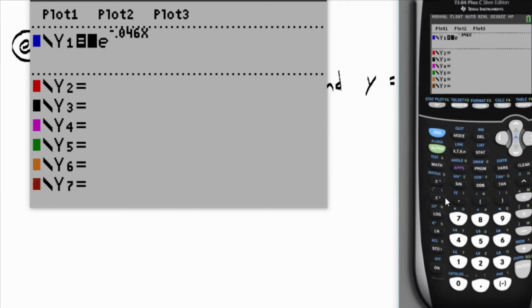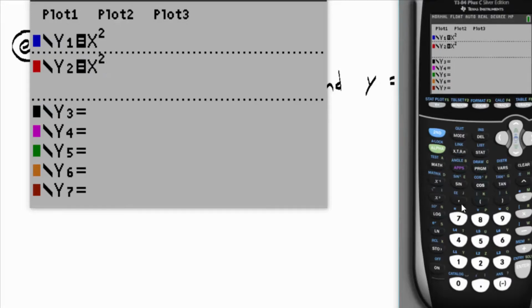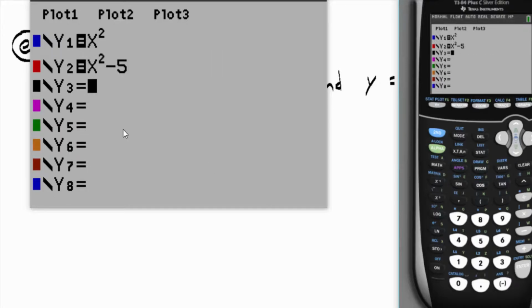Go to y equals, we'll plot x squared. And let's do it all on the same graph so we can compare. Y equals x squared minus 5. So the second graph that gets plotted will be y equals x squared minus 5. The first graph that gets plotted will be y equals x squared. And the last graph will be x minus 5 in parentheses, that whole quantity squared.